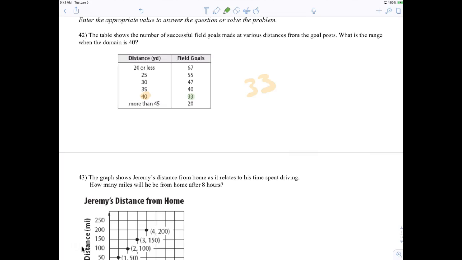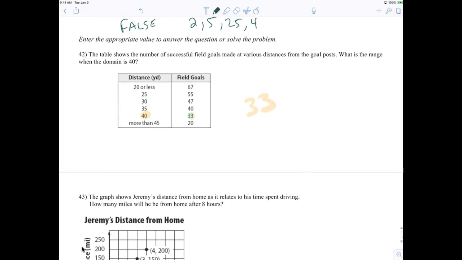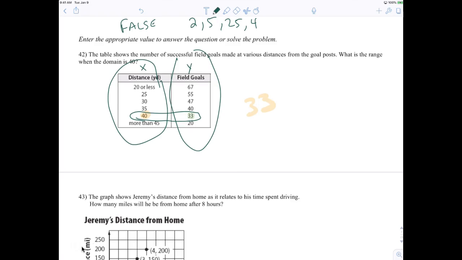I don't really understand it. So what is the domain from yesterday? What was the domain? No, the domain were the x values. And the range were the what? Right. So these are the domain. This is the range. What corresponds to 40? 33. Oh. That's all there is to it. Okay, that's it. It's all simple. All right?